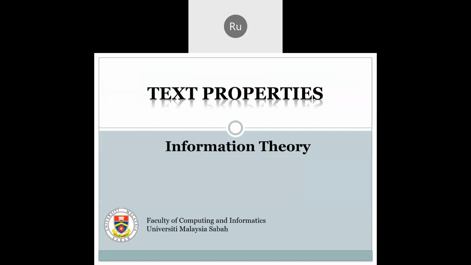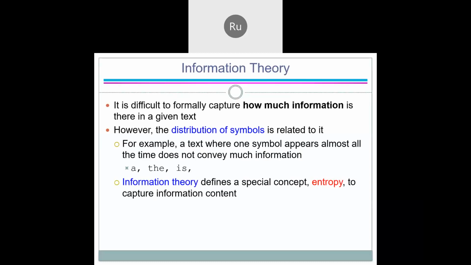Now we go to information theory. Information theory talks about how much information a certain term can carry. So we want to know how much information is being carried by a single term. For example, a text where one symbol appears almost all the time does not convey much information.